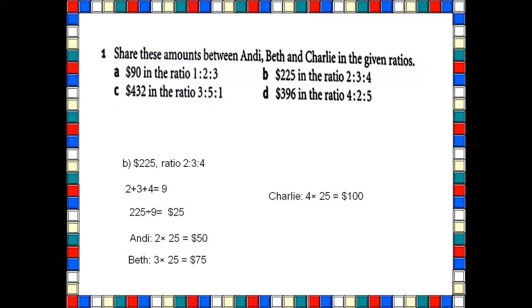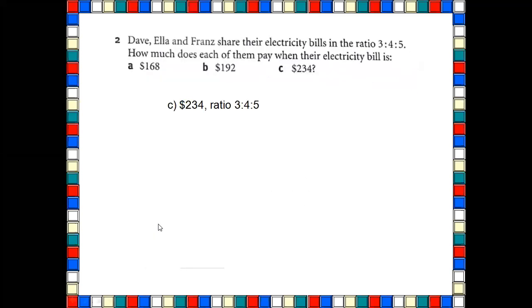So to make sure that we get the correct answer, just add their totals. 100 with 75 and 50. The total should be $225, and it's already $225. Thank you so much, Nada.